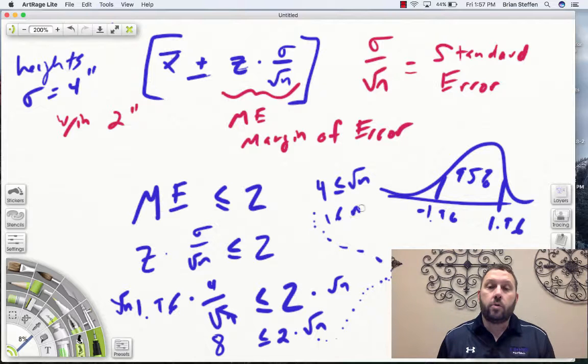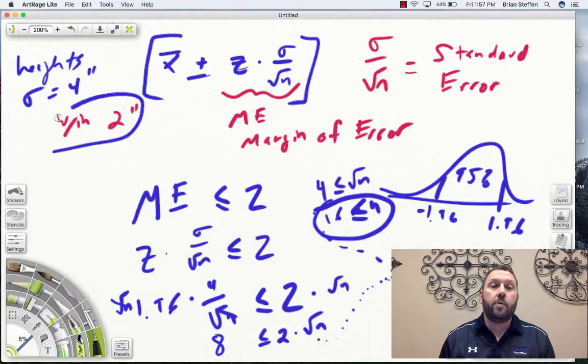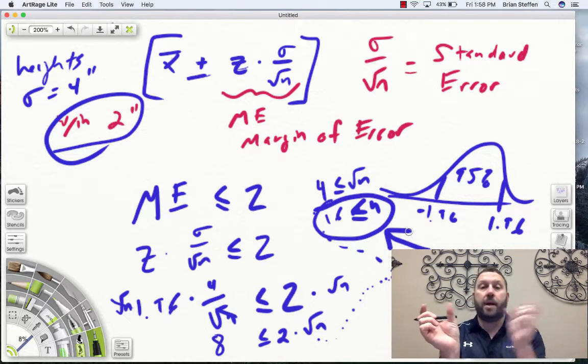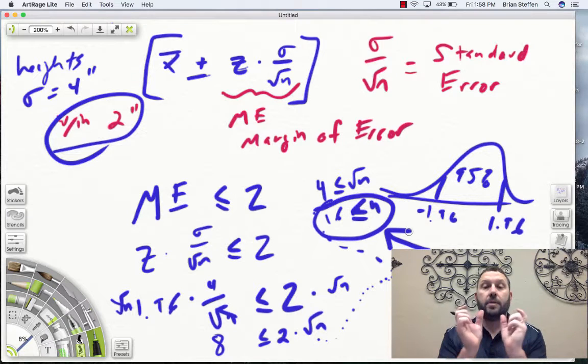So in order to get a margin of error of no more than 2, if I want to be within 2 inches total, I would need to sample at least 16 people in my sample to have a margin of error of no more than 2. So if I have a margin of error of no more than 2, that means my interval is no more than 4, because it's plus or minus 2. All right. So that means I am within 2 of the actual mean.